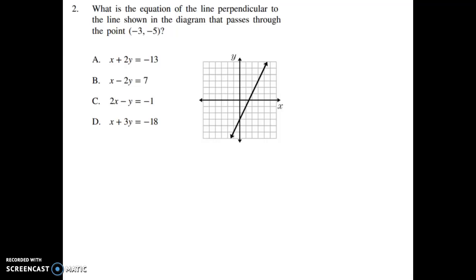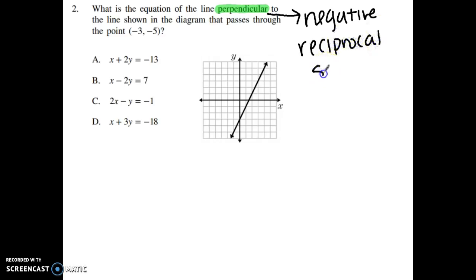So number 2 says, what is the equation of the line perpendicular to the line shown in the diagram that passes through the point -3, -5? So we are looking for something that is perpendicular. And if we recall, perpendicular means that it is a negative reciprocal slope. And for those of you that forgot what that is, you change the sign and flip.